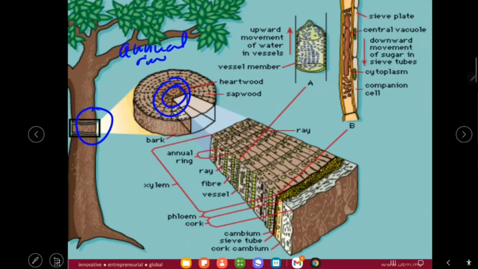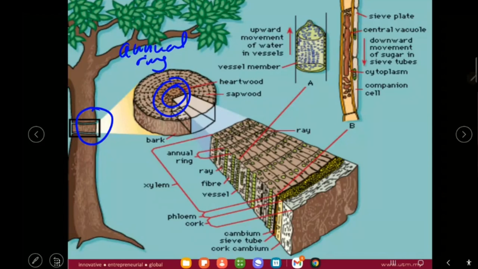Annual ring, and this ring will form one every year. So if we want to know how old the tree is, we can cut the tree and then count the rings. If it has 20 rings, it means that it is 20 years old. Why the ring is formed like this, we will discuss later. This ring will also contribute to the properties of the tree. So this is just for the introduction.